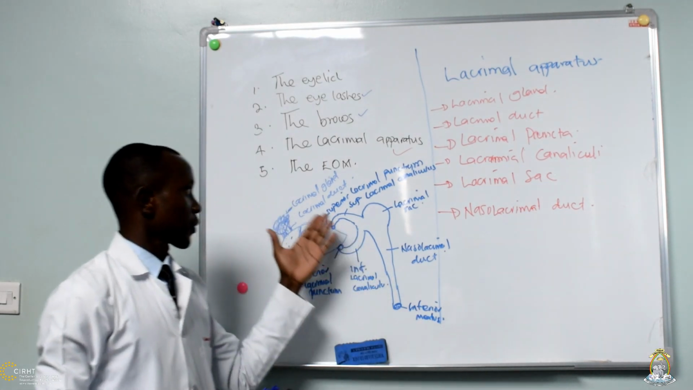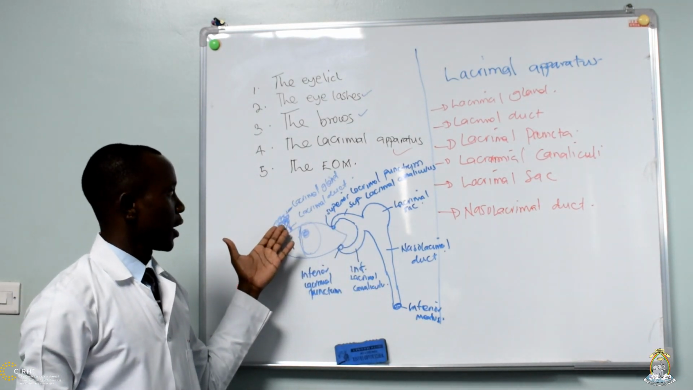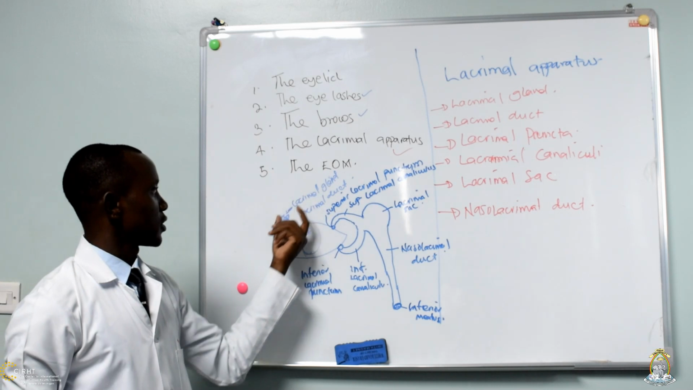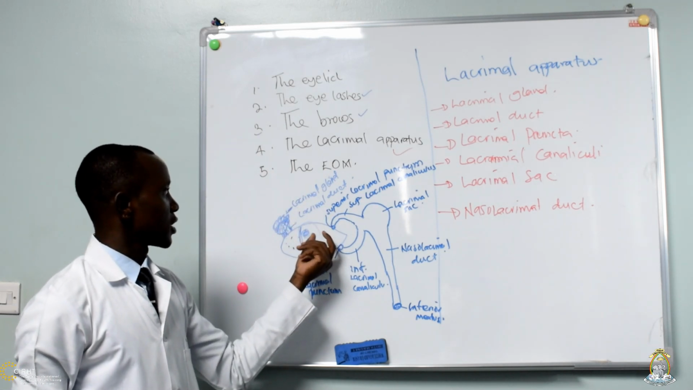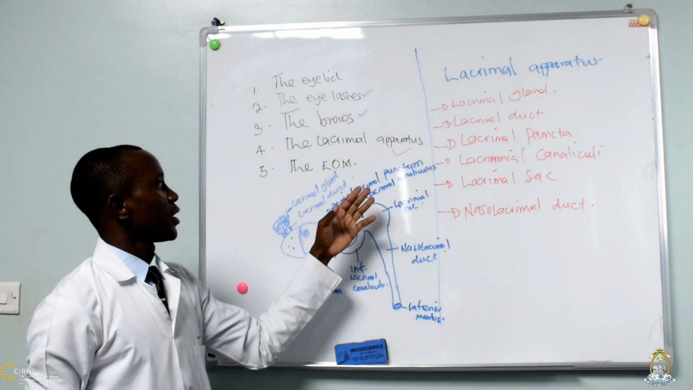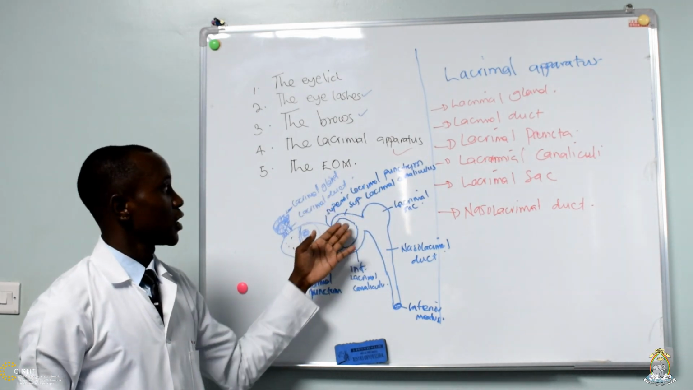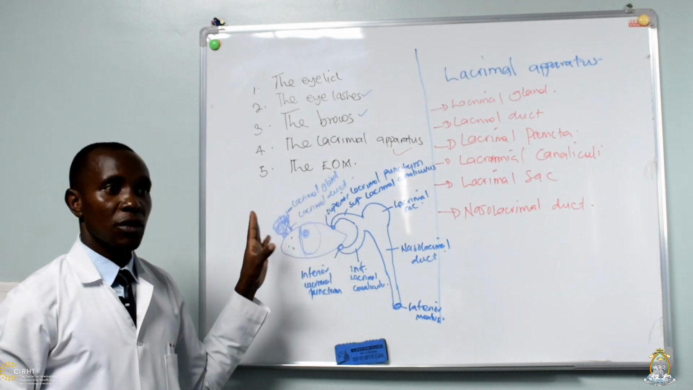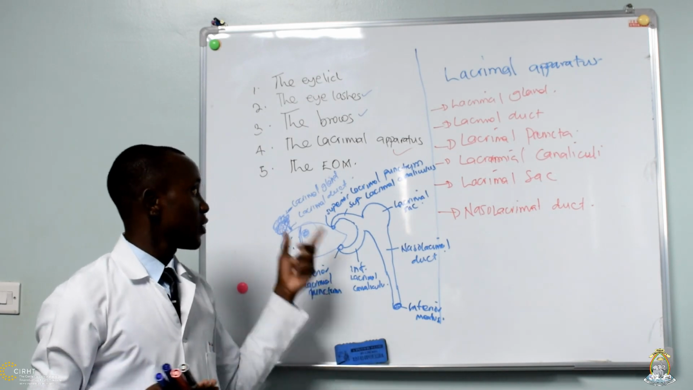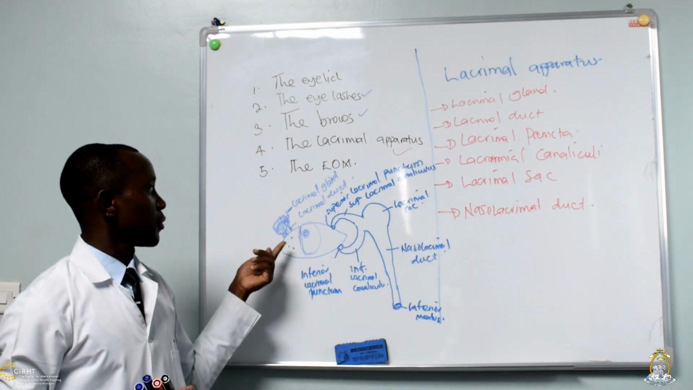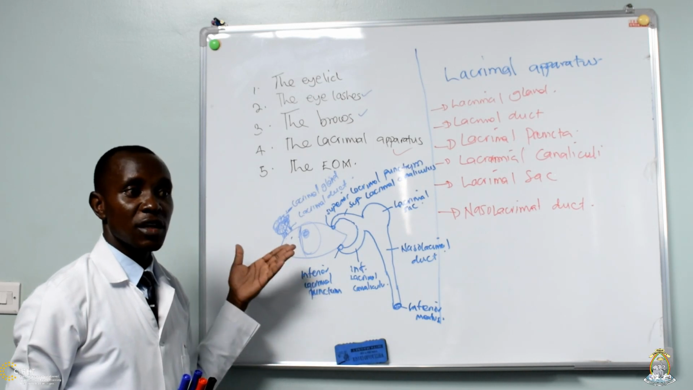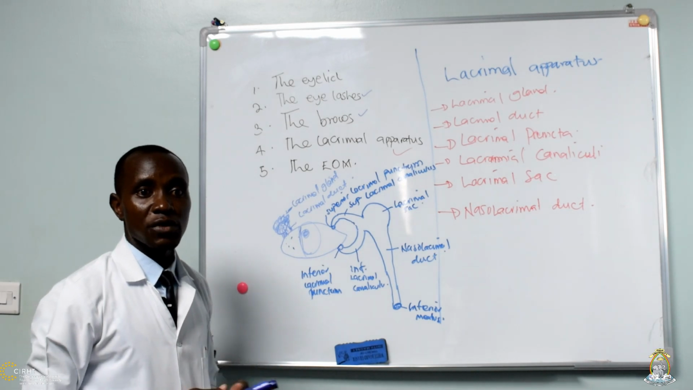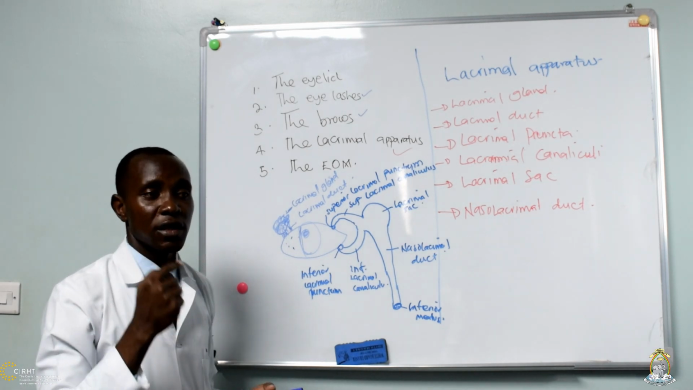As you can see, this is the structure that produces tears, and these are the points where the tears get drained. It starts from the lacrimal gland, lacrimal duct, lacrimal puncta, and then the lacrimal canaliculi, both superior and inferior, then the lacrimal sac, and then the nasolacrimal duct. It is a very important structure because the eye must be moist. If the lacrimal gland has a problem, maybe because of its innervation, the tears will not be produced, the eye will be dry, and it will cause problems because the cornea must be moist all the time.